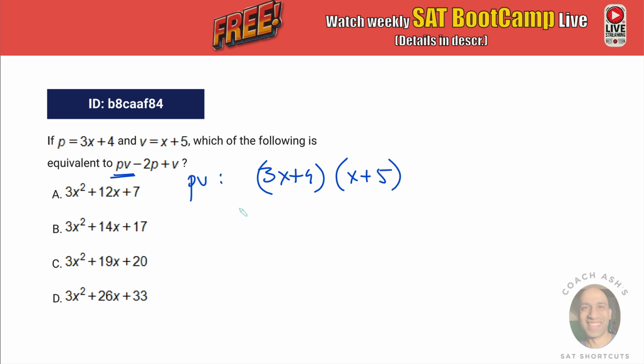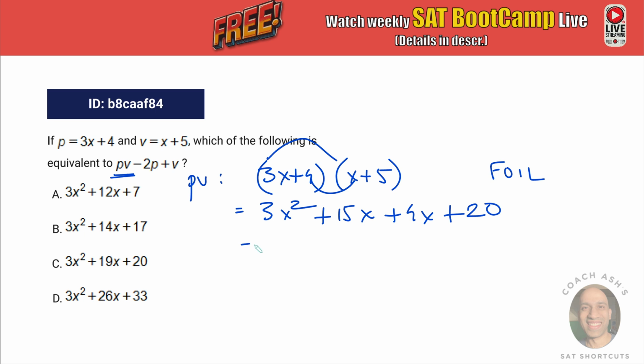So let's expand this. Remember, this is FOILing, and FOIL means first. So let's multiply 3x times x is x squared. Outer, 3x times 5 is 15x. Inner is 4x. And then last is 4 times 4 is 20. And then let's write this down. You've got 3x squared plus 19x plus 20.